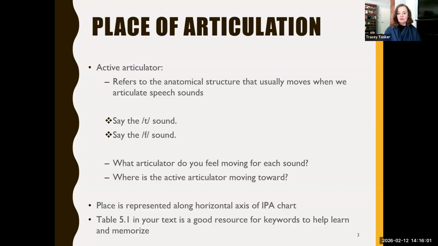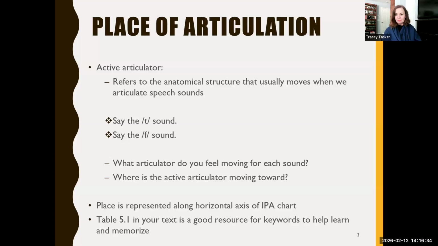Everybody make the t sound. Okay, now make the f sound. First of all, you could see sort of what's happening with my mouth, but you can feel it in your own mouth when you make those sounds. So you feel your tongue rising towards the alveolar ridge behind your teeth, but for the f you actually have to have your teeth resting on that lower lip to create that friction for that sound, right?